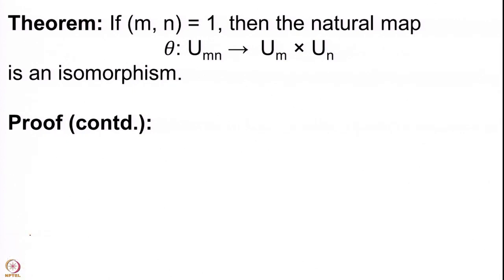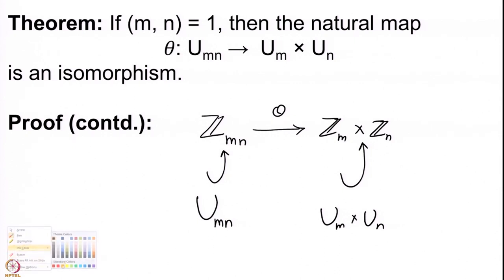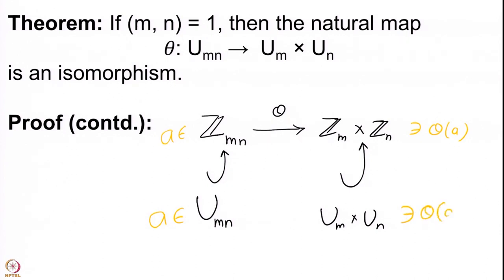To give you a flavor of some advanced mathematics, or the way this advanced mathematics is done, by looking at these commutative diagrams. So we have the map theta, we have U_mn sitting here, we have U_m cross U_n sitting here. We observe that if you take an element A in U_mn, then you will look at A in Z_mn. So theta(A) is an element in the right hand side, Z_m cross Z_n, but since A is invertible, theta(A) is also invertible, so it is in the product of the invertible elements in the corresponding rings, and therefore we have defined the map theta having restricted theta to U_mn.